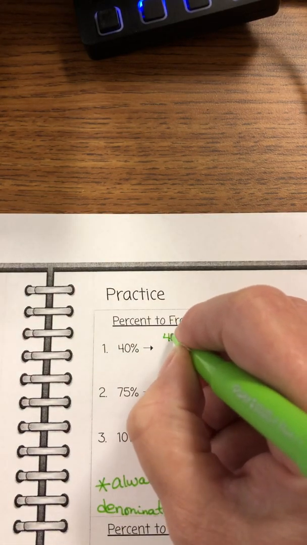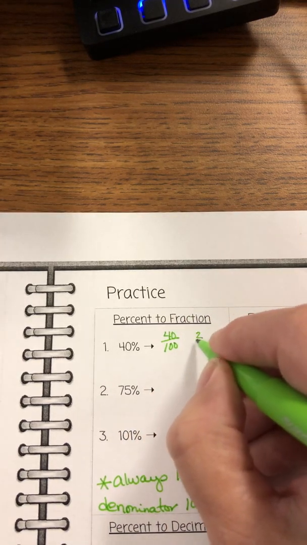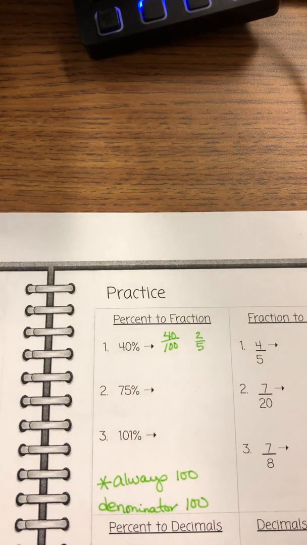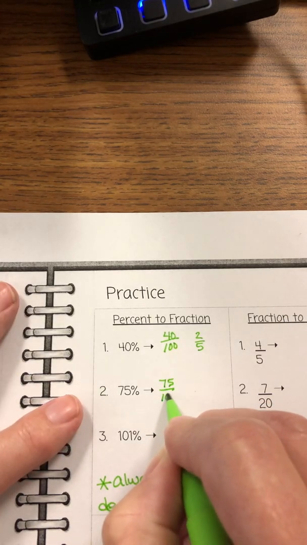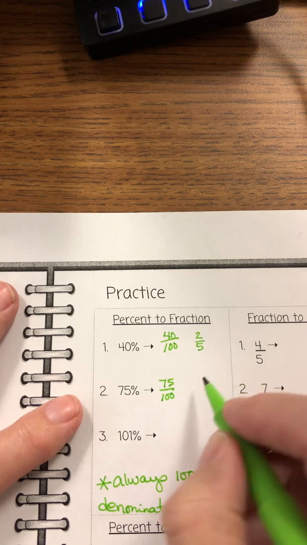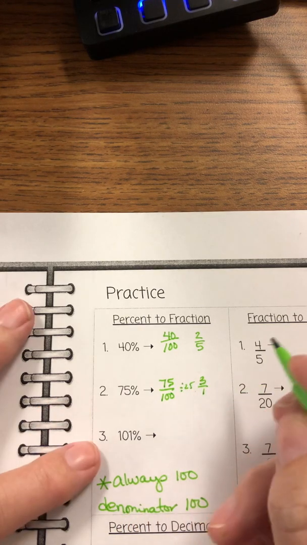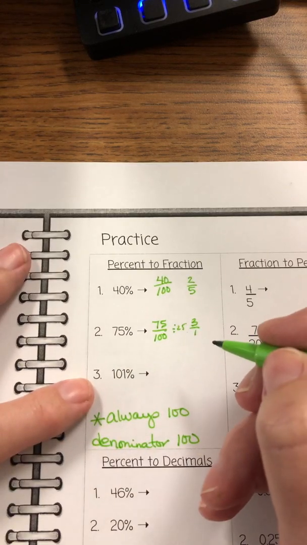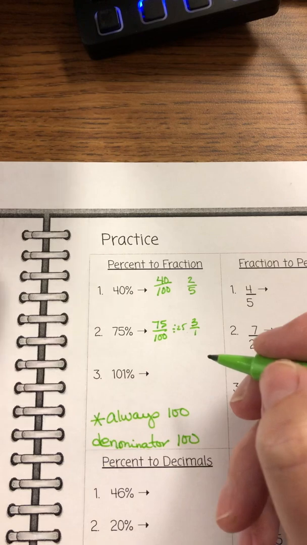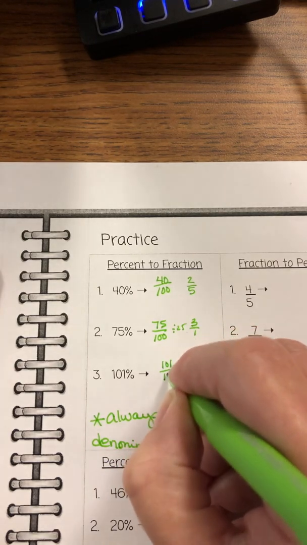You would put 40 over 100, and it simplifies to 2/5. Here you have 75 over 100. You can divide both of those by 25, so that's 3/4. Now here you have a percentage that's already over 100%, but it doesn't matter because your denominator is always going to be 100.